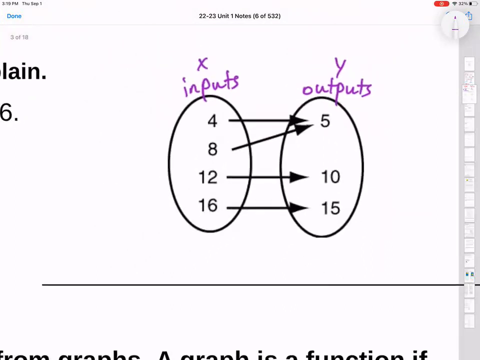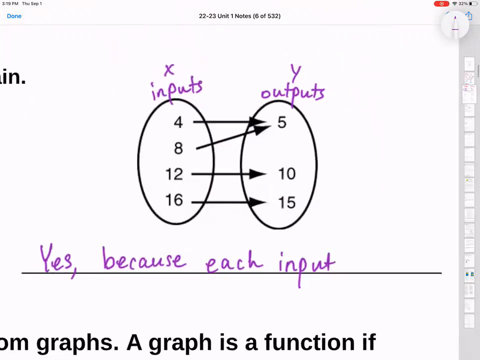So is this a function? Yes, because each input has exactly one output.